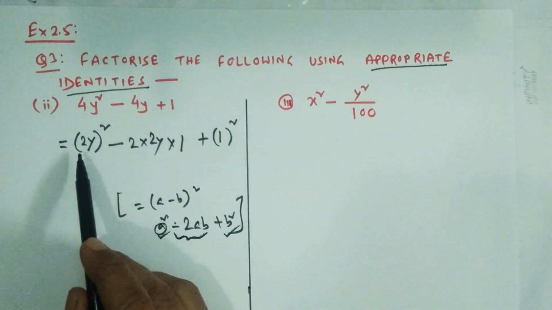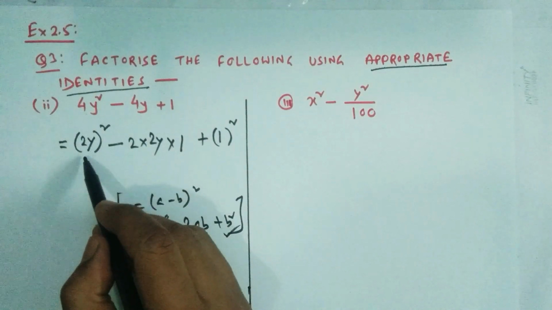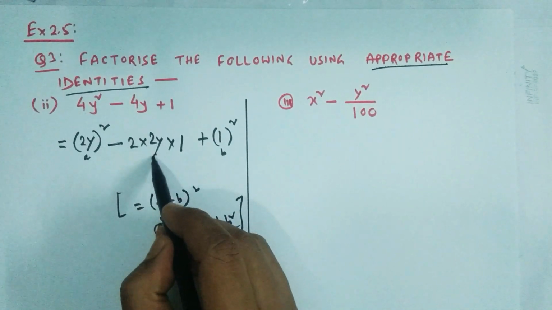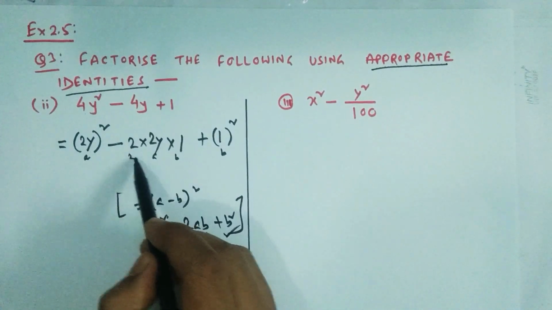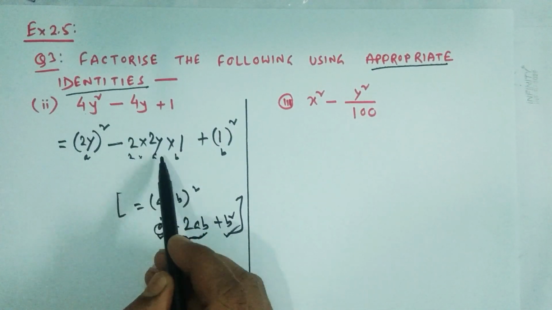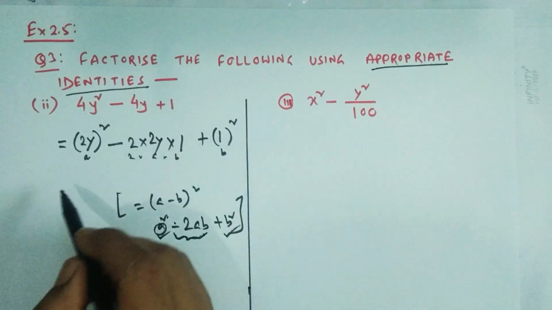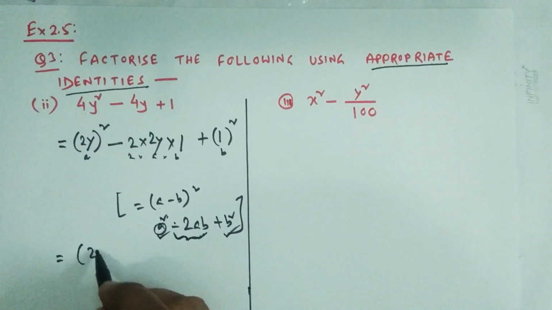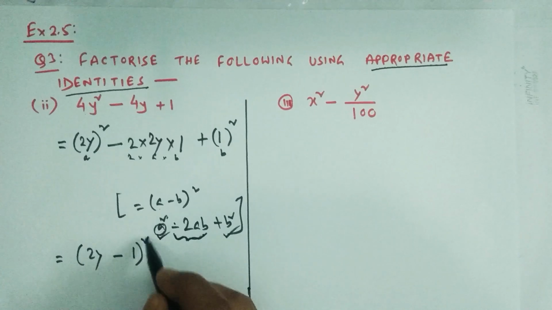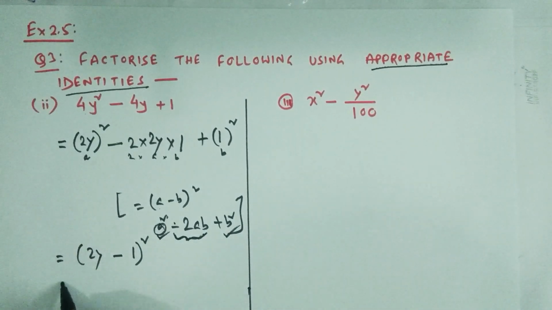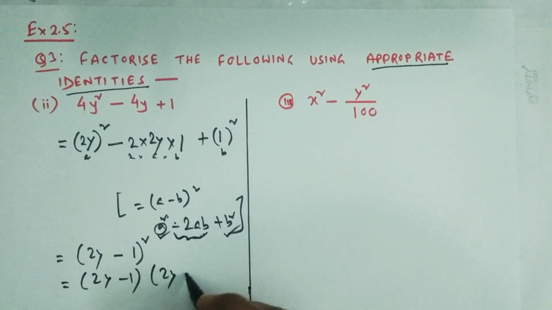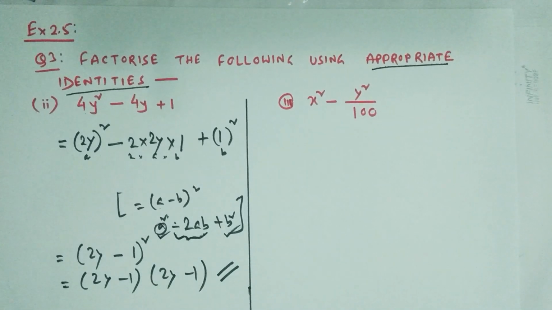Now we consider twice y as a and this 1 as b. That means it is in the identity a square minus twice ab plus b square, which is equal to a minus b whole square. So a is 2y, b is 1: 2y minus 1 whole square. This is the required factorized form. Since the square means twice, you can also write it as 2y minus 1 times 2y minus 1, and this is the required factorized form for this question.